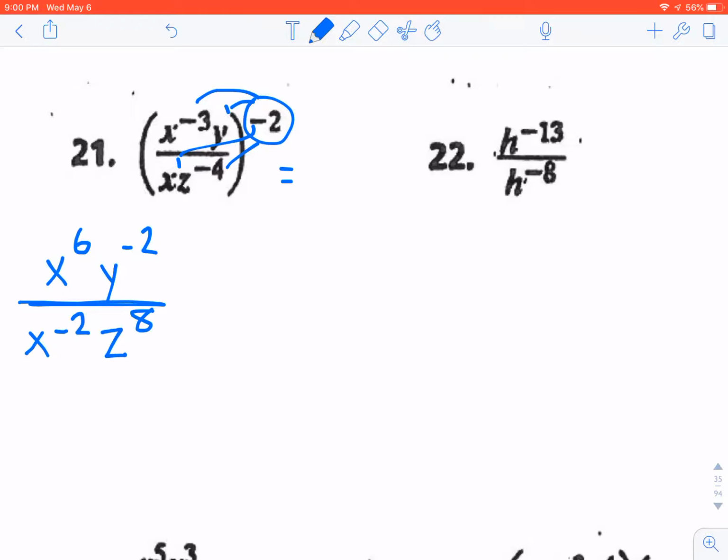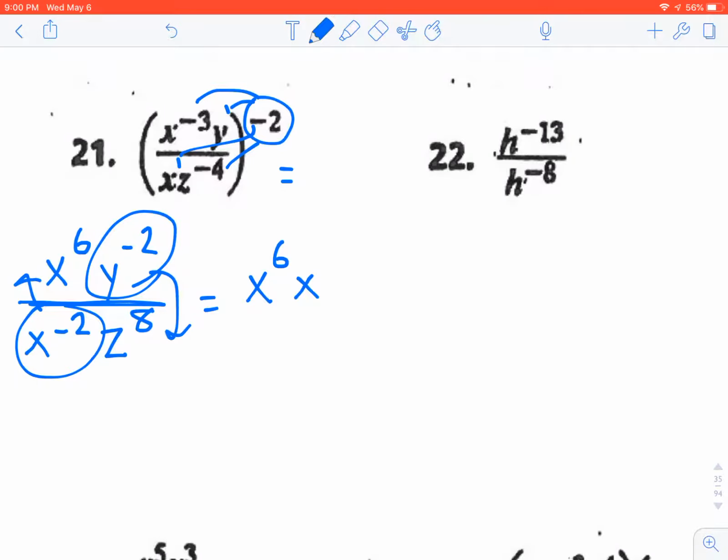Once you multiply that by everything, we are going to move the negatives to the opposite side. So that y moved down, that x moved up. So your second step should have had x to the 6th, x to the 2nd, and then y to the 2nd goes to the bottom, z to the 8th stays there.